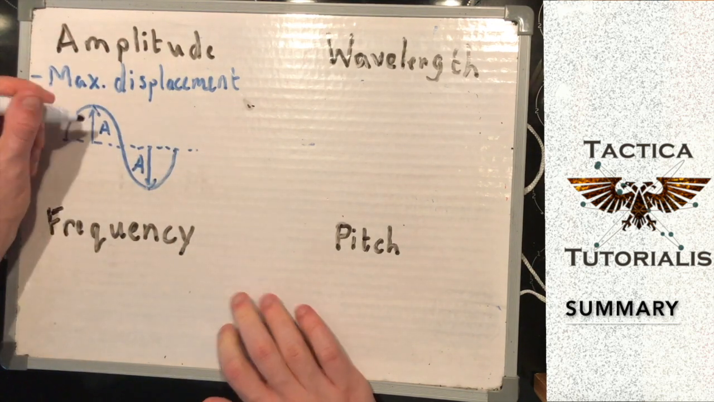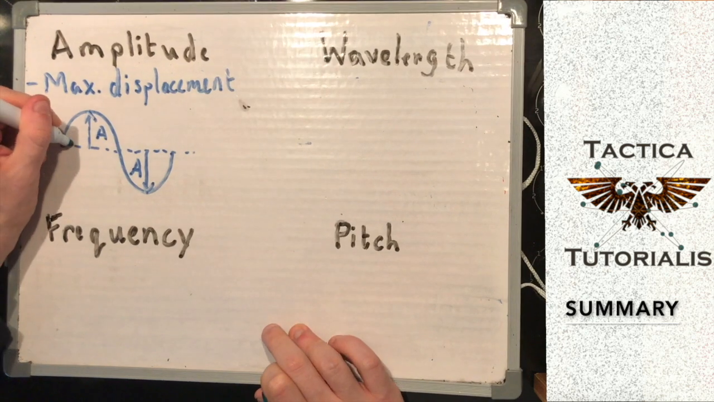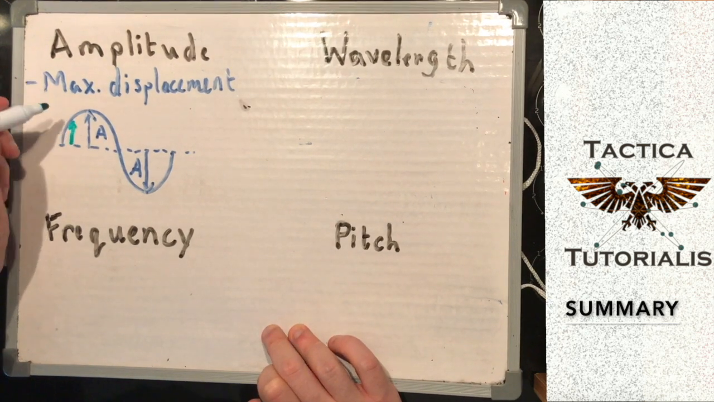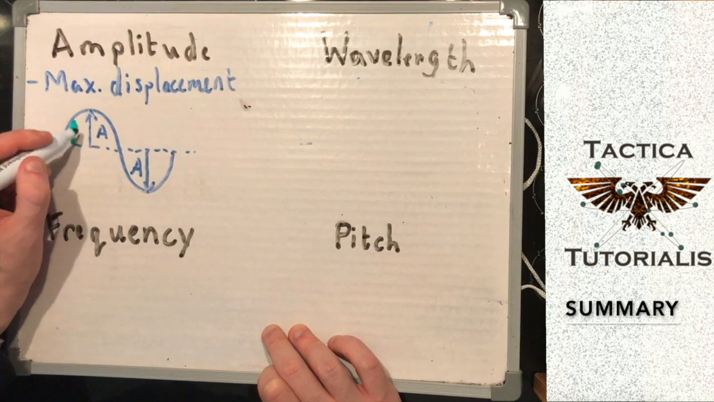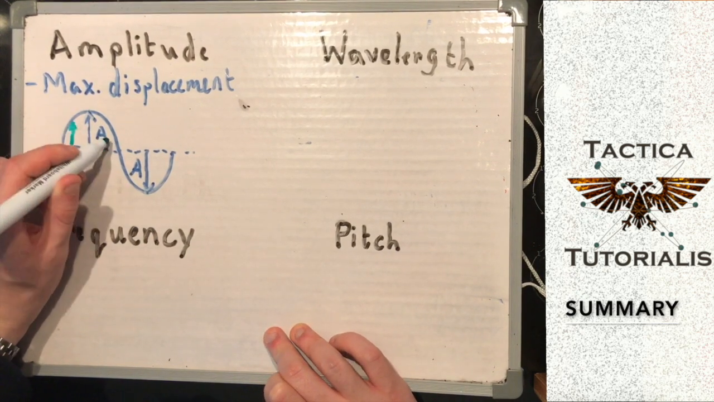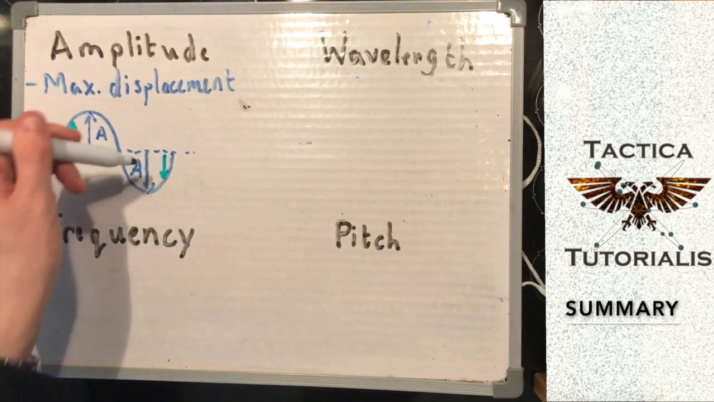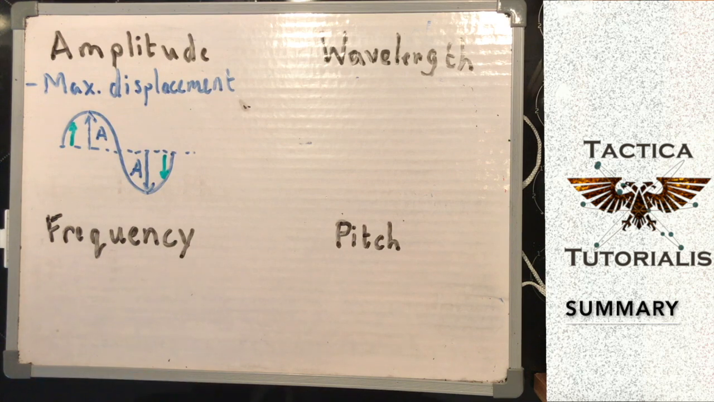It is the maximum displacement of the particles from the rest position. So this, if I just draw this with a green arrow, this would be a displacement, but only the maximum displacement would be the amplitude. So if you see this with smaller arrows, that's called the displacement, remember, and only at the peaks and the troughs do you find the amplitude.